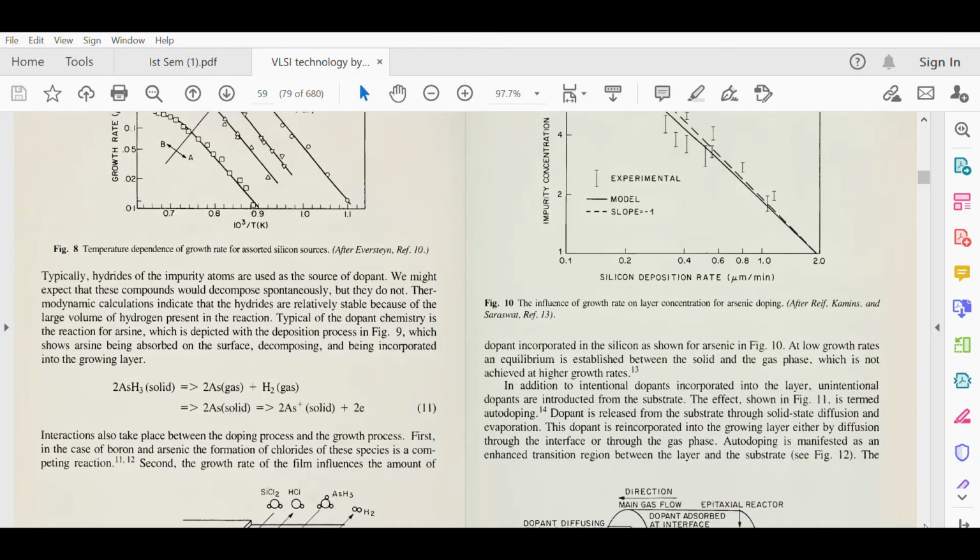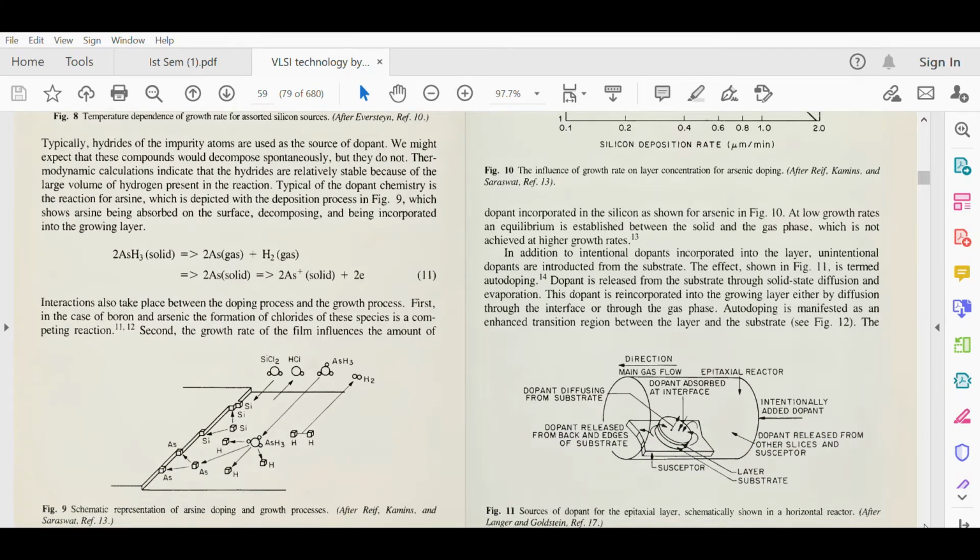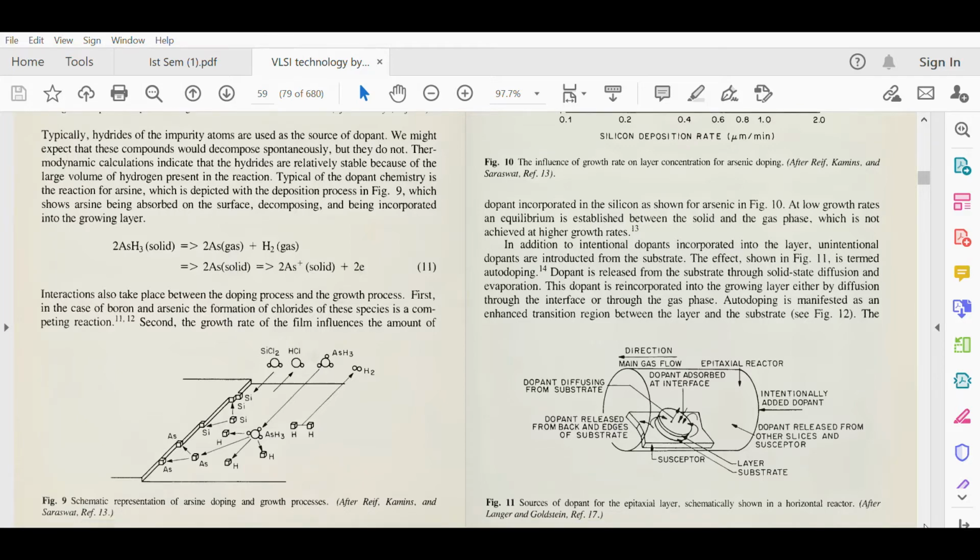In case of semiconductors also, we studied the transport process in the basic electronics subject. So the transport phenomena is very important. And chemical reactions are there.